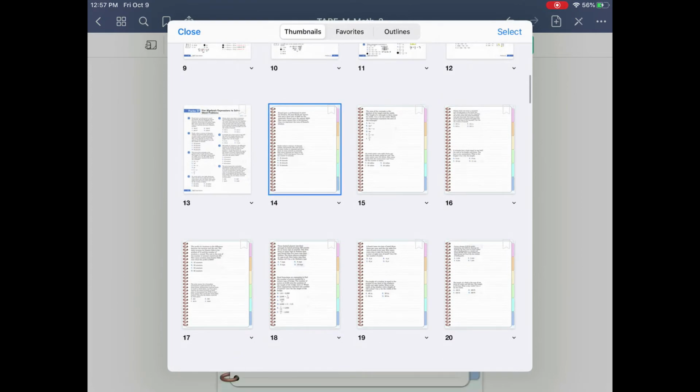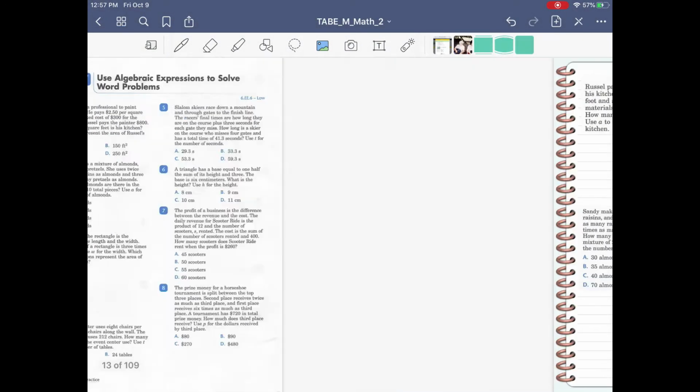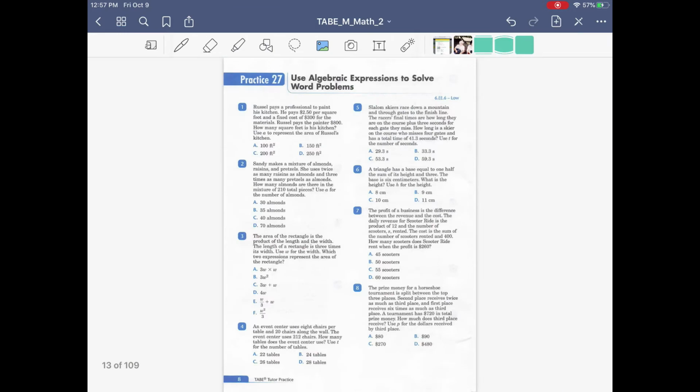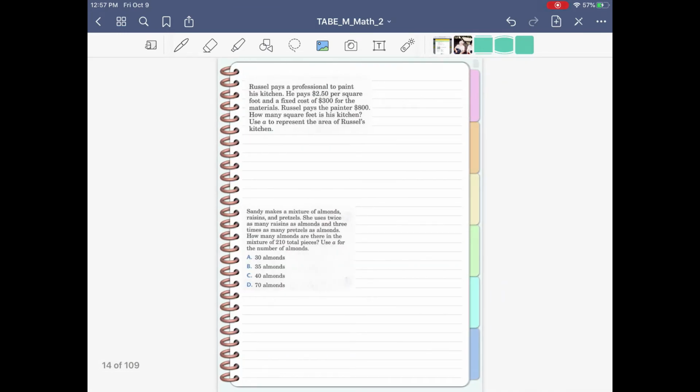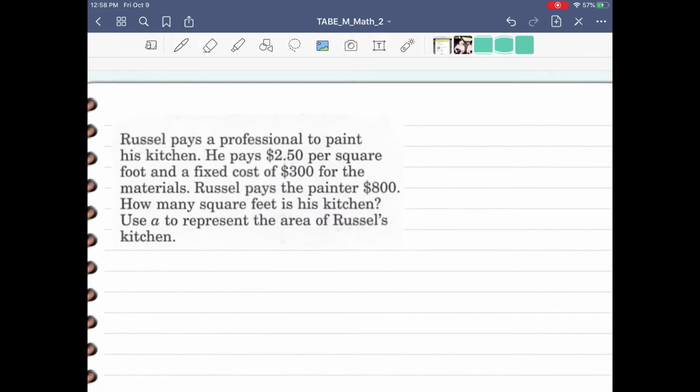And what I have done before the video, I just took the problems from the practice 27 and put those on some notebook paper so I can have room to work them out without trying to cram everything in to one little space. So these are the same problems, they're just on paper that I have room to write on. So here's number 1.